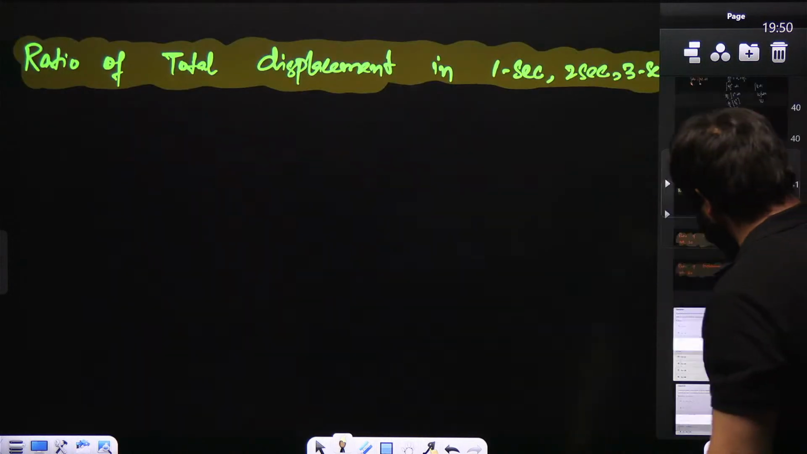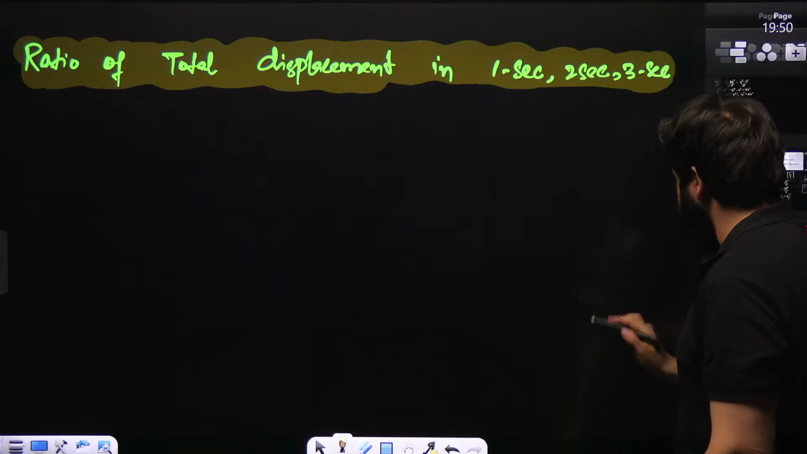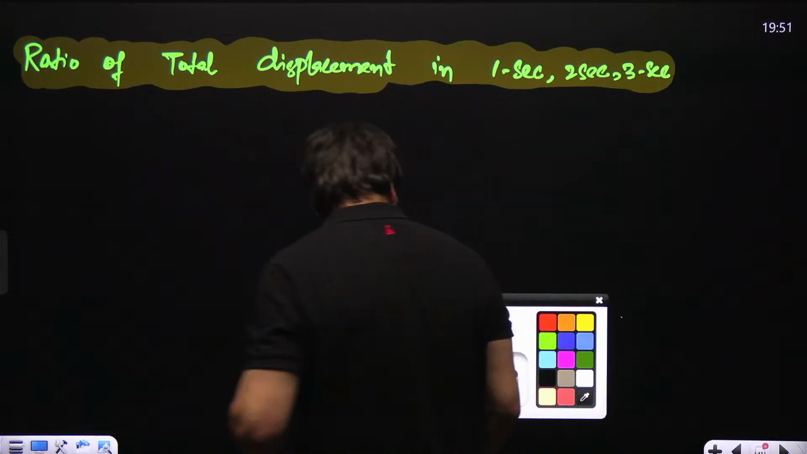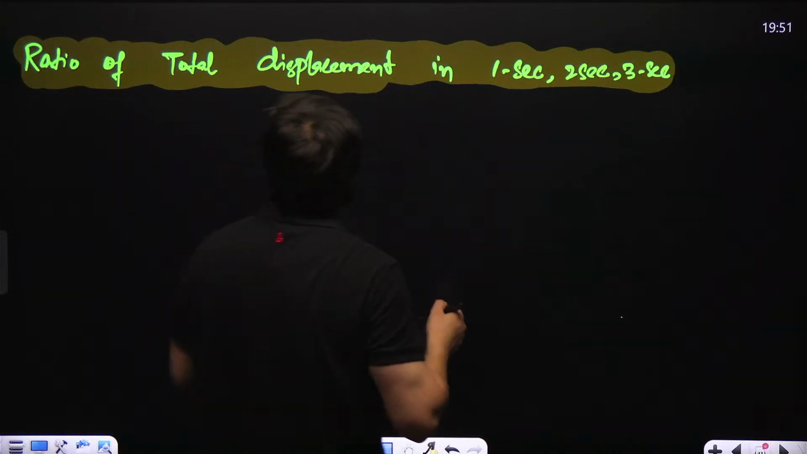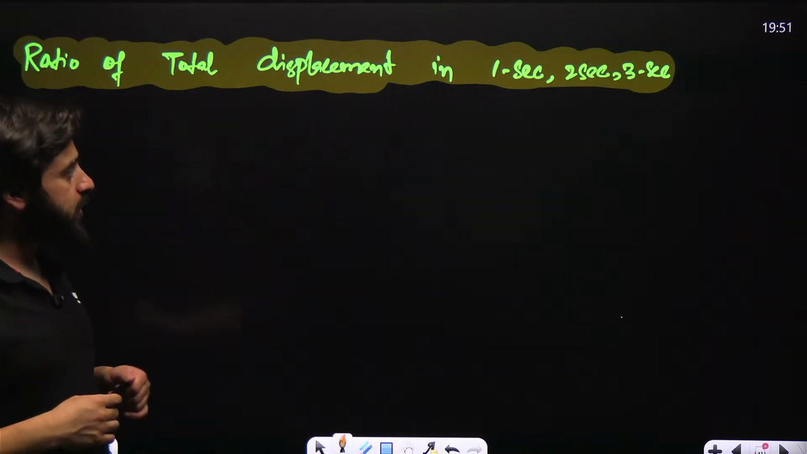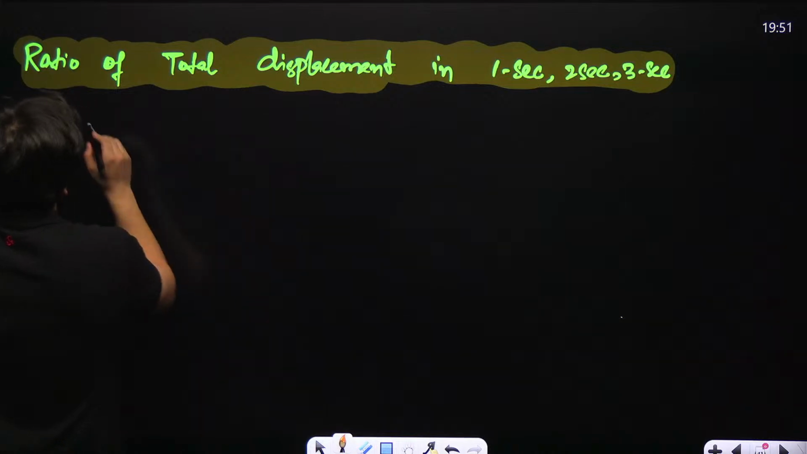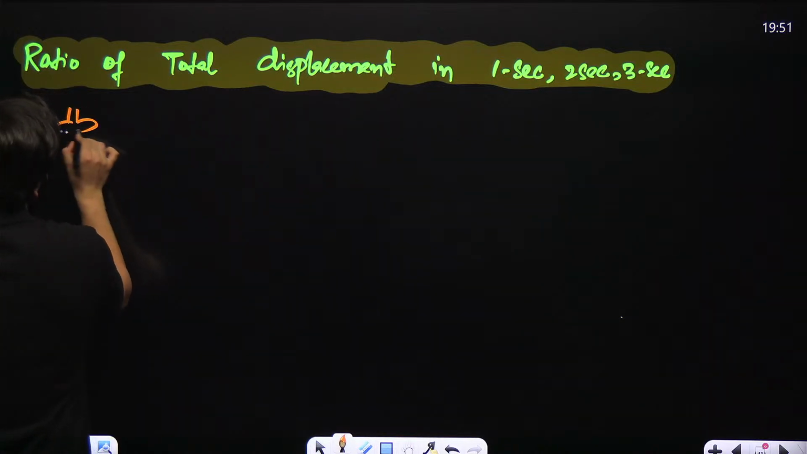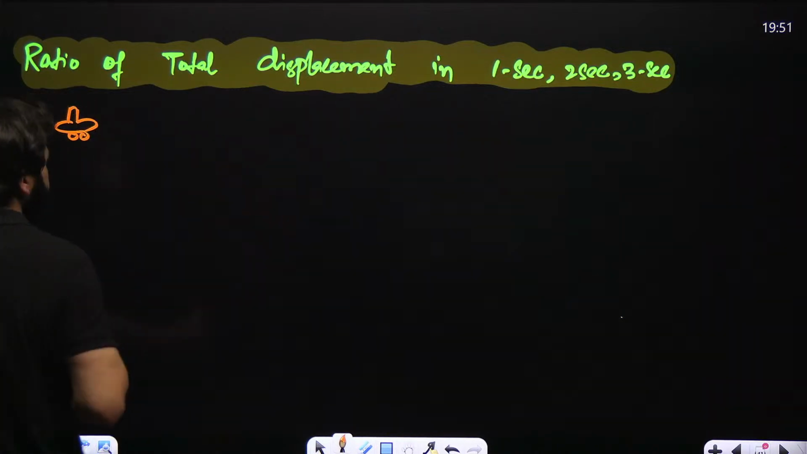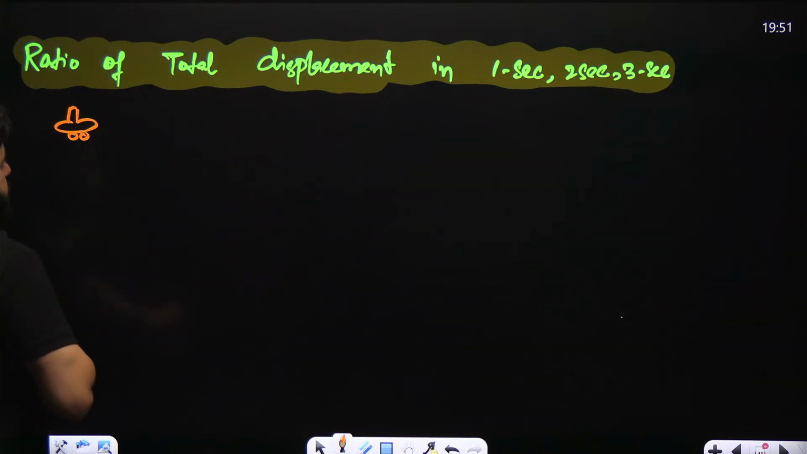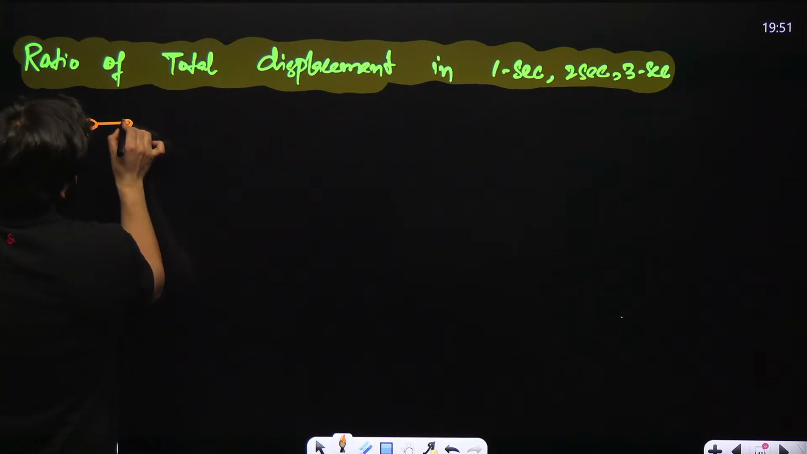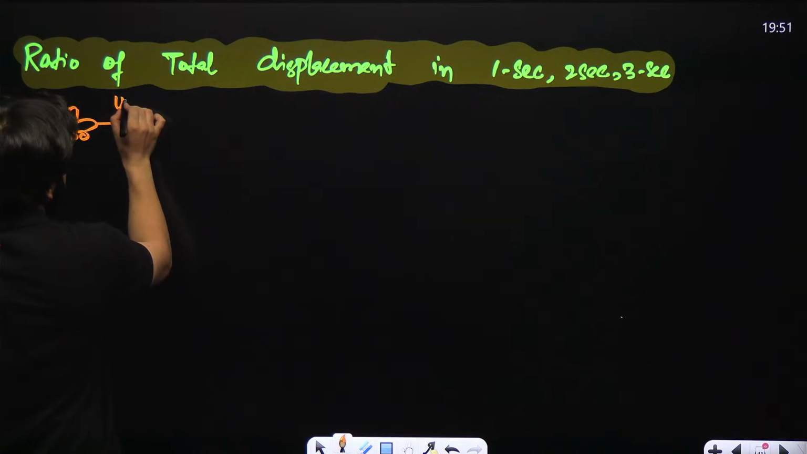An important topic we need to discuss now in this particular case: the ratio of total displacements in 1 second, 2 seconds, and so on. Guys, see, let's suppose we have got a car. This is the car over here, or this is an object, and it started from rest. Initial velocity is 0.